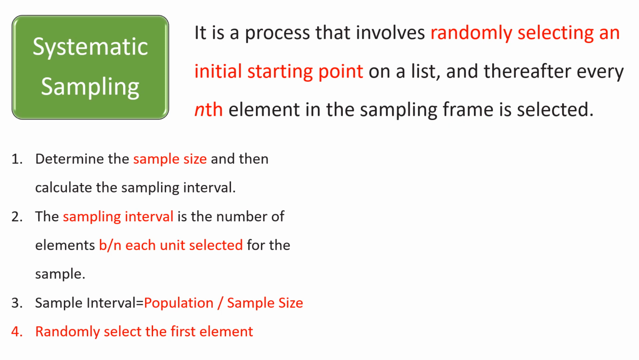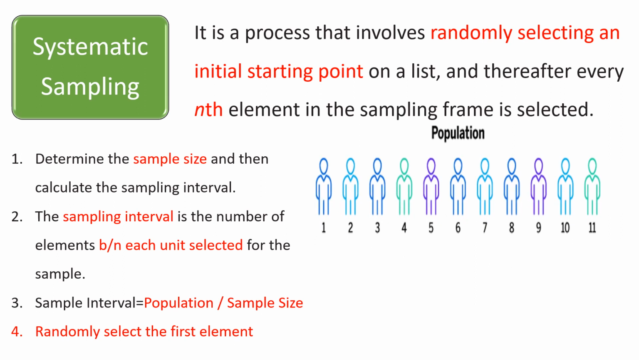Let's take one example to see how to conduct systematic sampling. This is the population, which is 11, or we can say the sampling frame. Let's assume that the sample size which is adequate is 4. So the sampling interval is found by dividing the population, 11, by the sample size, 4. 11 divided by 4 is approximately 3. So the sampling interval is 3.